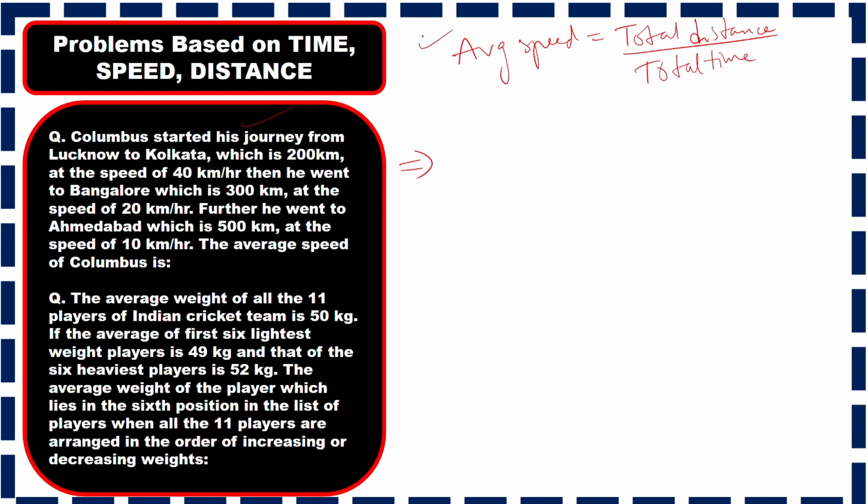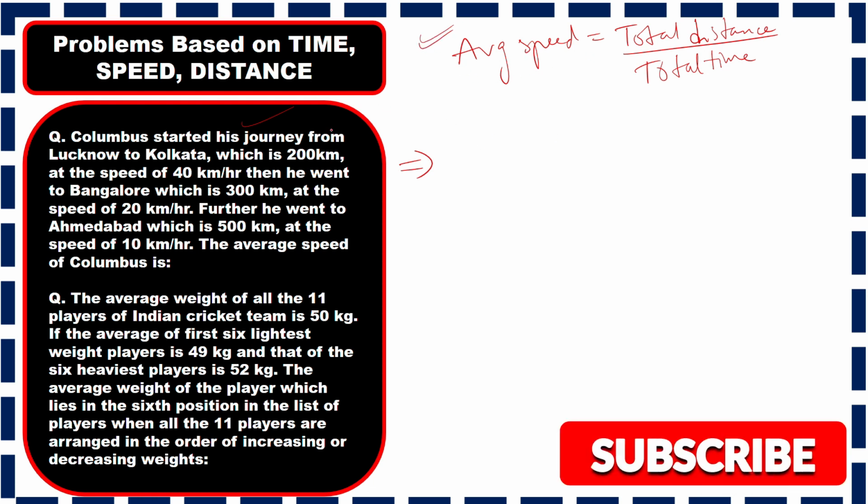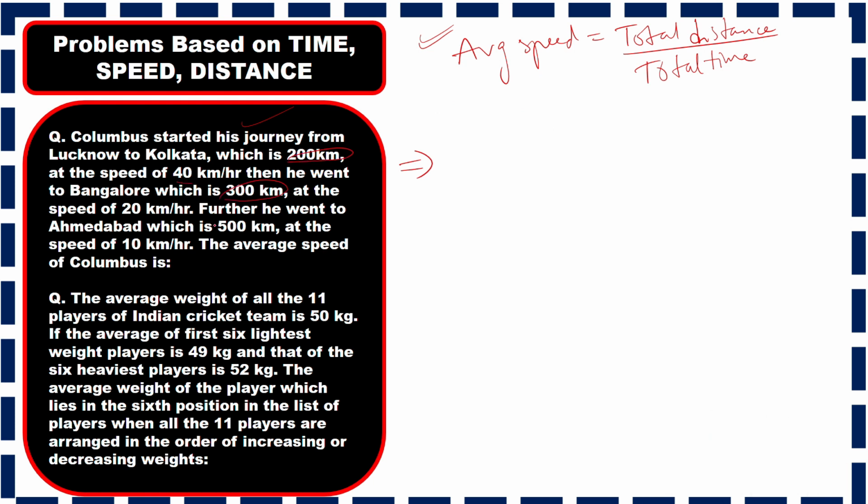As we know this basic formula, average speed is the total distance divided by the total time taken. What is the total distance? 200 kilometers in the first case, 300 in the second case, 500 in the third case. So 200 plus 300 plus 500 divided by the total time. Here we have speed, we don't have time. So how do we get time? Time is equal to total distance by speed. So what is the total time in the first case?